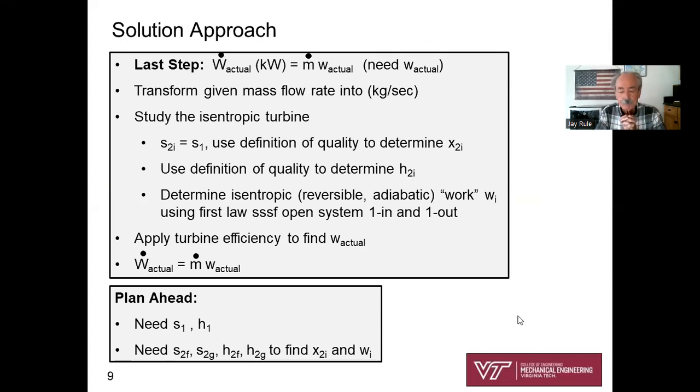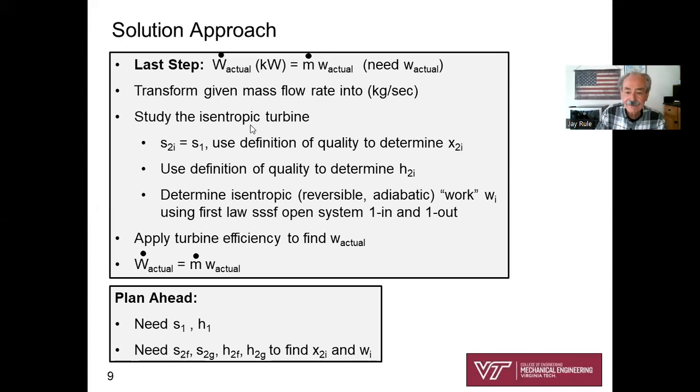Here are the solution steps. Before we start crunching numbers, the last step is that we're looking for power, aren't we? W dot. Well, we're going to recognize that the power is m dot times little w. So in our detailed thermodynamic work, we're going to be looking at little w, kilojoules per kilogram. And then in the last step, we're going to multiply that by m dot to get kilojoules per second, or kilowatts. So the first thing I'm going to do is transform my given mass flow rate, which was kilograms per hour, into kilograms per second.